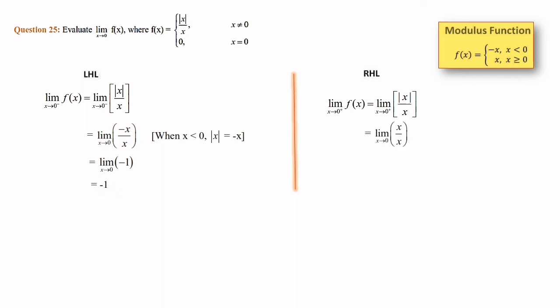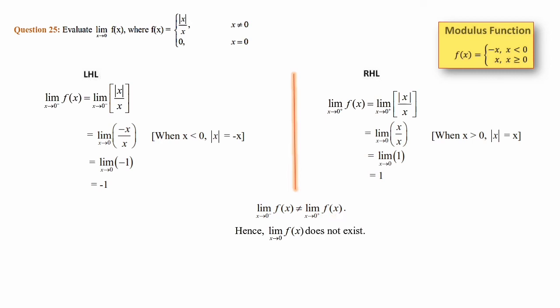Then for the right hand side limit, taking 0 plus means x is greater than or equal to 0, so modulus of x will be changed as x divided by x, which is 1. So limit x tends to 0 of 1 is 1 itself. Here also you can see the left hand limit and right hand limit are not coinciding, that is limit x tends to 0 minus f of x is not equal to limit x tends to 0 plus f of x. So we come to the conclusion that limit x tends to 0 f of x does not exist.